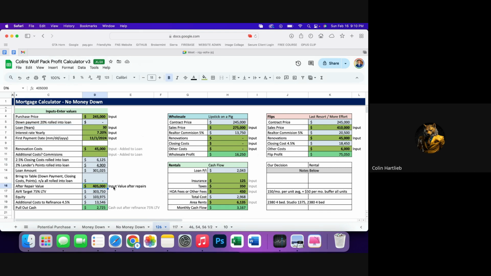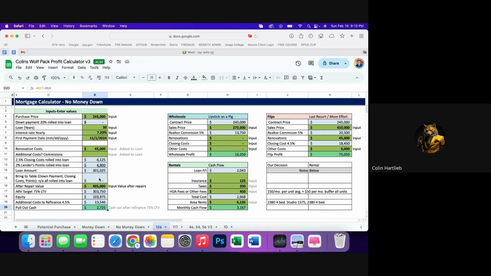So if the property after repairs is worth $400,000 and my loan amount is $300,000, $301,000, that is lower than the $303,000 that I needed to entertain that sub 75% LTV based on the ARV. LTV means loan to value. ARV means after repair value. So that's the after repair value, and this is the target LTV. Right here, you can see I have $100,000 in equity, but that doesn't matter because all we're looking to find out right now is how much cash we are going to have to put down on this property to buy.